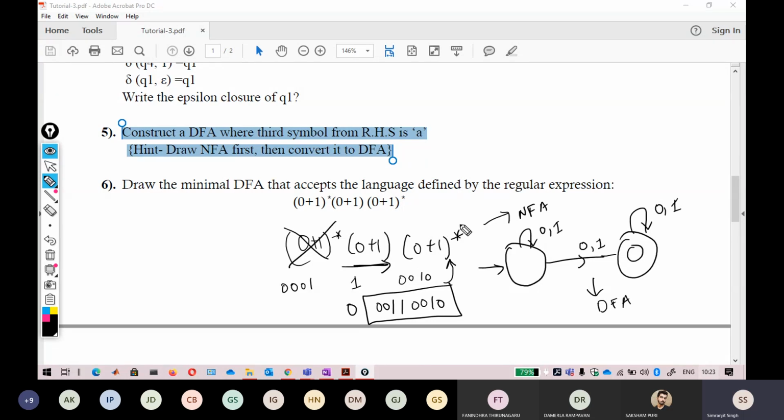So you can follow this if you want: do an NFA and then convert it into a DFA. Yeah, Fanindra has got the right answer of 8 states in total. I think Fanindra has drawn the automata also. Yeah, that is absolutely correct. If you clearly look at the automata drawn by Fanindra, you will find that it is very complex to do in one go.